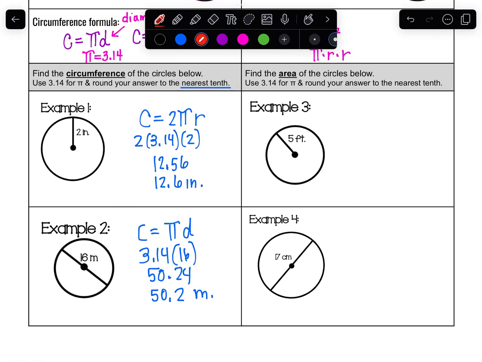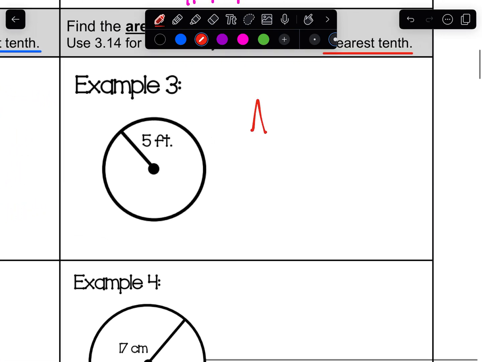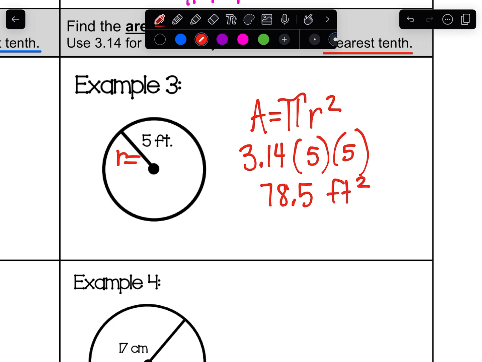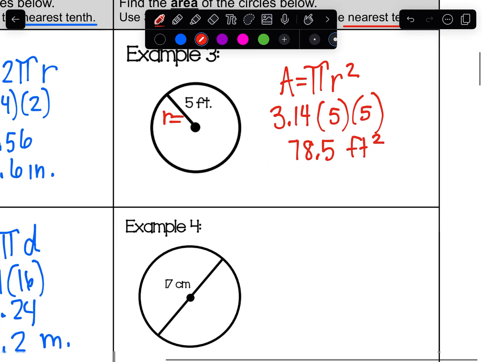Moving over to the 2 area examples, still going to use 3.14 for pi, and we're still going to round to the nearest tenth. There's only one formula here, so area equals pi r squared. So I'm just going to fill in 3.14. The radius is here on example 3, so I'm going to do 5 times 5. I know 5 times 5 is 25. I use my calculator and get 78.5. No rounding needed. And this is going to be feet squared because it's area.